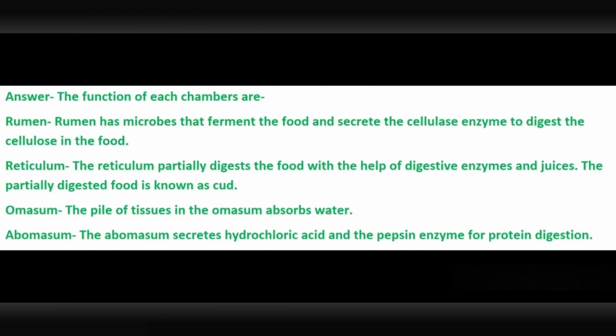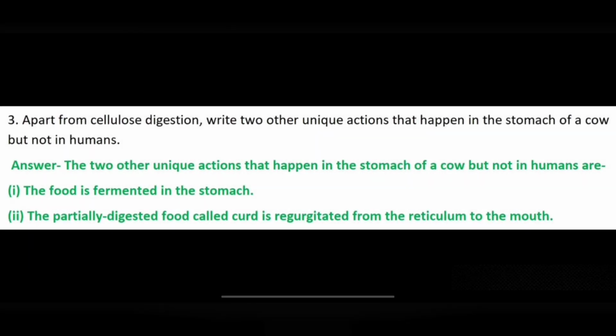Now let's move to question number 3. Question number 3 is, apart from cellulose digestion, write 2 other unique actions that happen in the stomach of a cow but not in humans. Answer is, the 2 other unique actions that happen in the stomach of a cow but not in humans are: first, the food is fermented in the stomach. Second, the partially digested food called cud is regurgitated from the reticulum to the mouth.